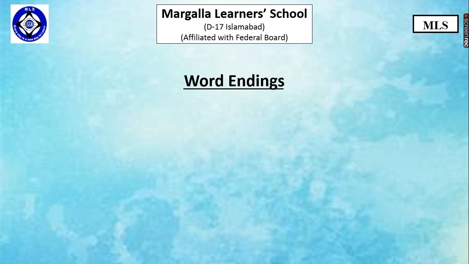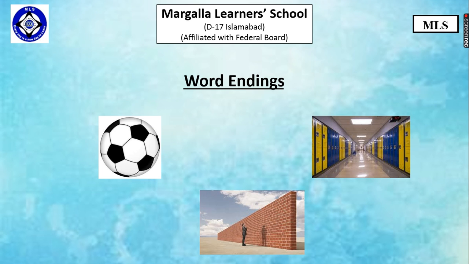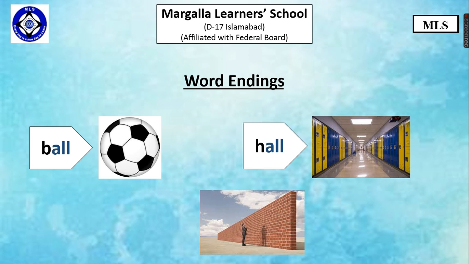First, let us learn some new words. On page number 4, there are two pictures given. In the first picture, there are some objects. Can you name those objects? The first one is a ball. Then we have hall. And then a wall. Can you tell what is common in these words?